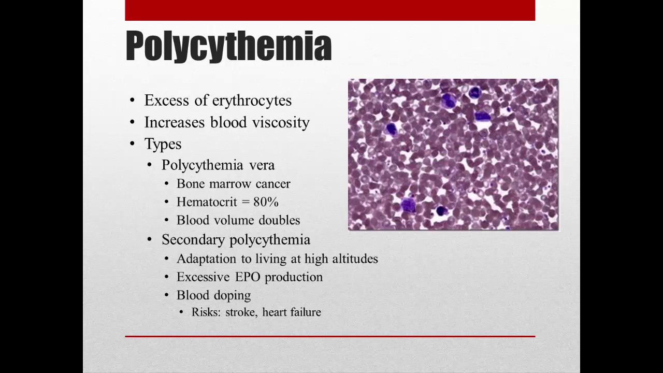This could be an abnormality in the kidneys, or it could be excessive EPO production in response to low oxygen living at high altitudes again. And then that again ties in with blood doping, where athletes take EPO as a performance enhancing drug. And the problem of taking too much EPO to enhance your performance means you're going to end up with polycythemia, or an excessive number of red blood cells, which means you have very viscous blood, and that could lead to strokes or heart failure. So that's going to end our video on erythrocytes.